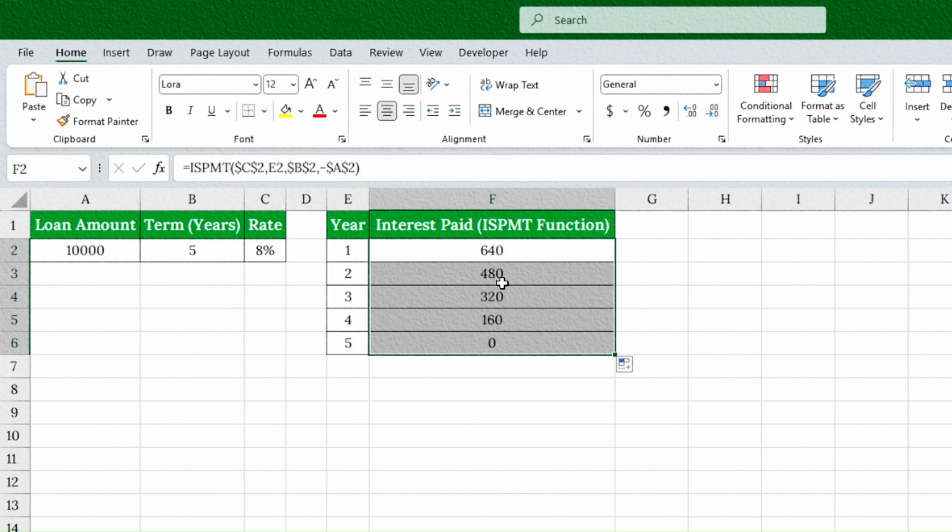That's because you're paying off equal parts of the principal, and the interest gets smaller over time. The ISPMT function reflects this perfectly. And just like that, you've calculated yearly loan interest like a pro.